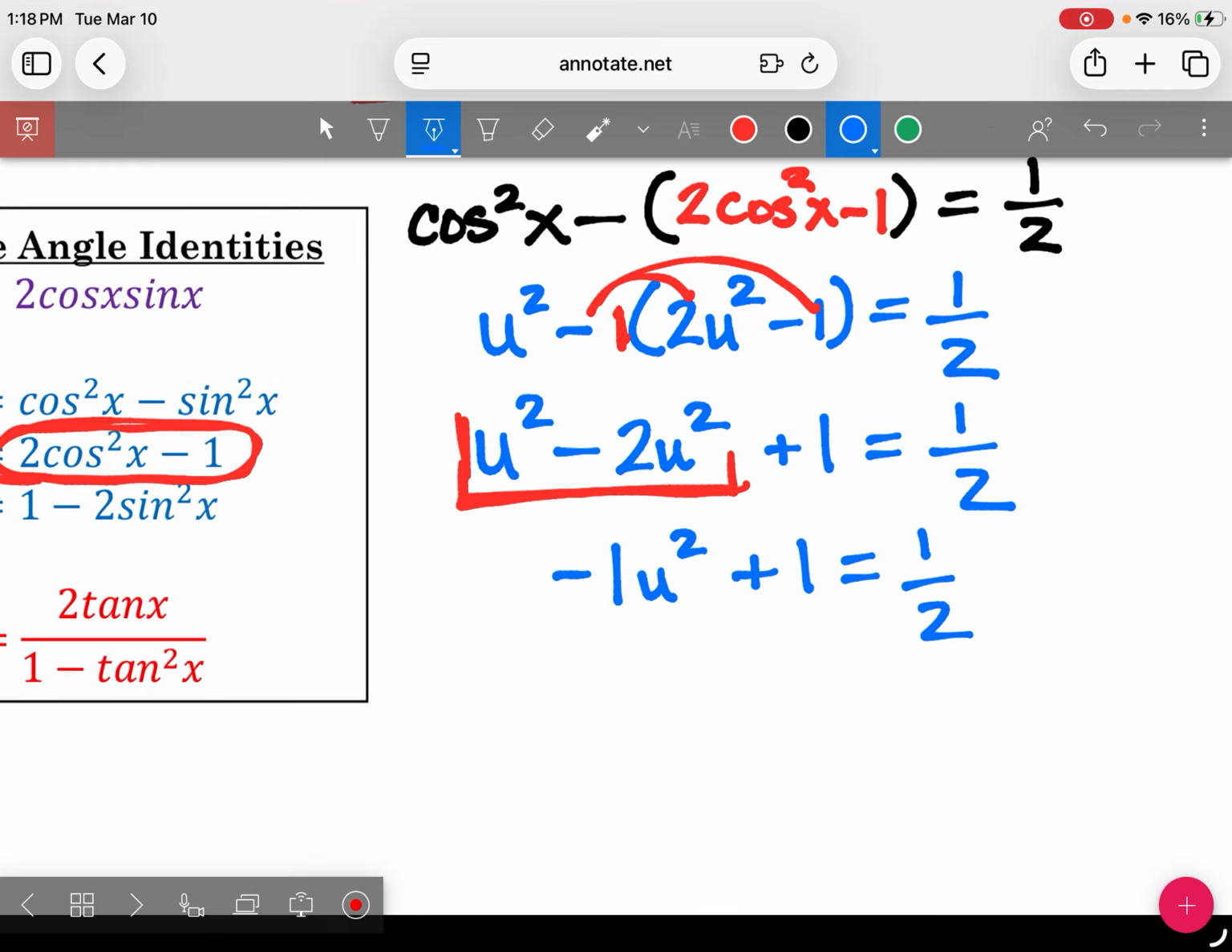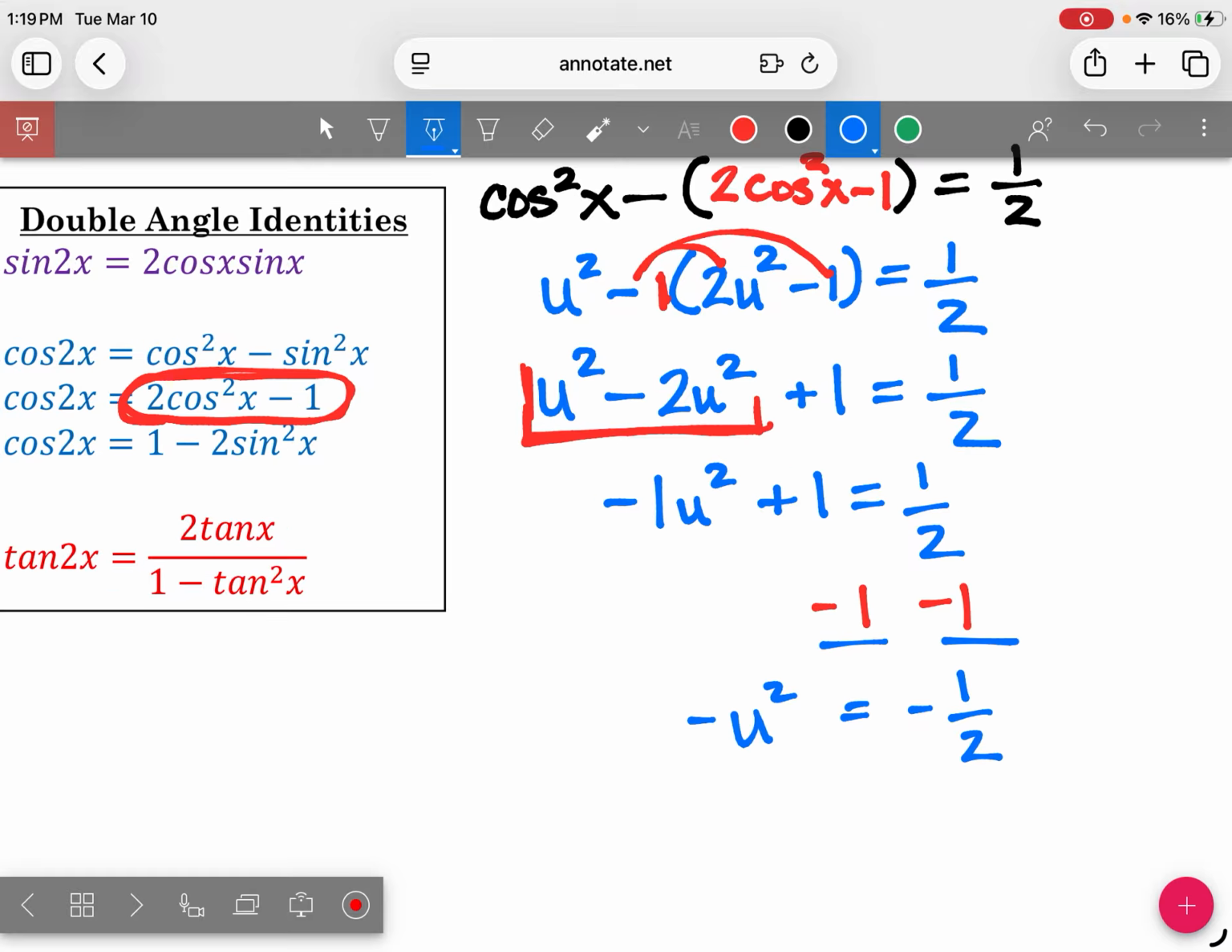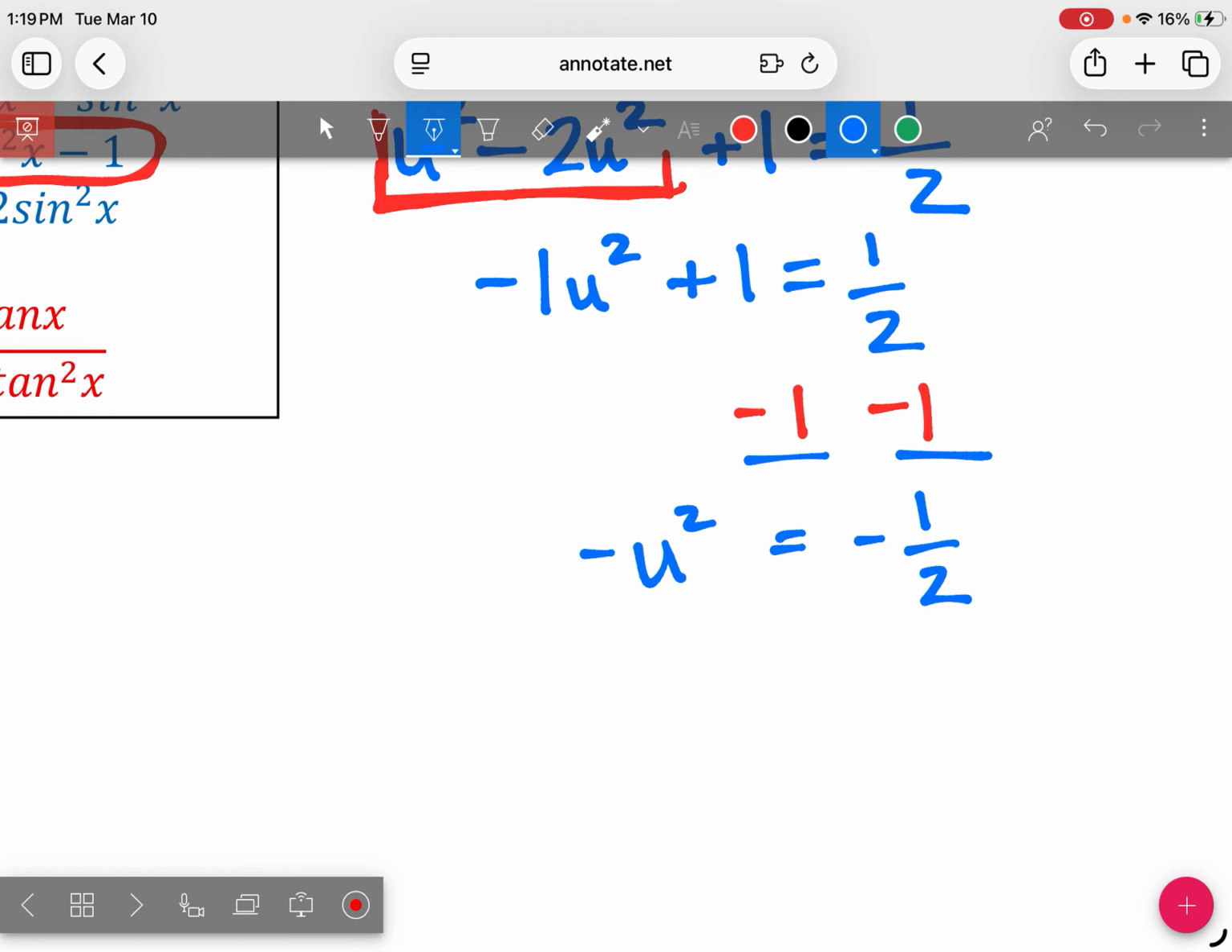Then we need to subtract the 1. All right. So this might be a little tricky. But when you subtract 1 from 1/2, you get -1/2. All right, now we're going to divide both sides by -1, which gives me a positive u squared equals a +1/2. How do you get rid of the square?